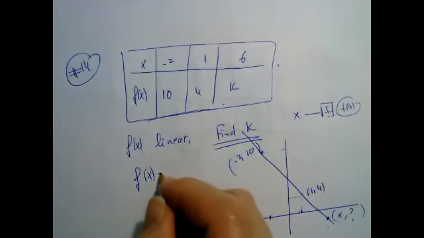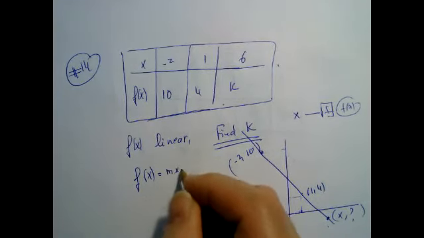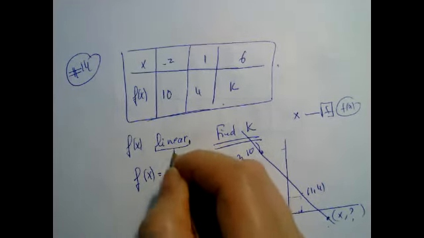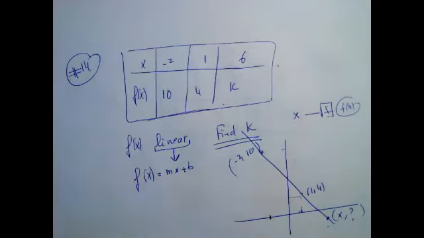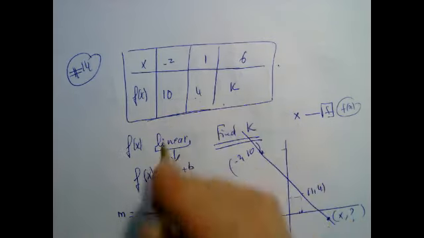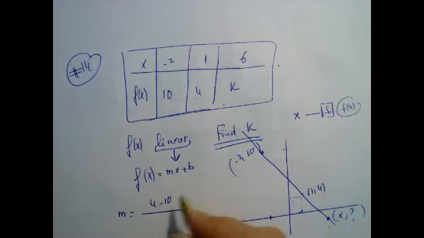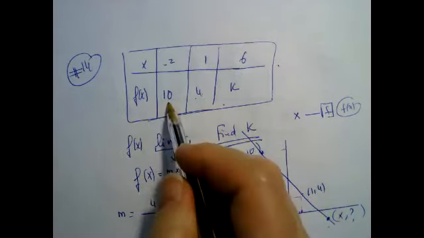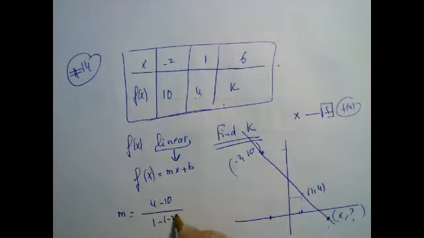So, okay, f of x is mx plus b. That's the form because it is linear. The slope is the slope. 4 minus 10, y1 minus y2 over 1 minus -2.